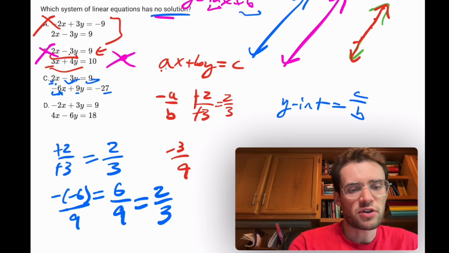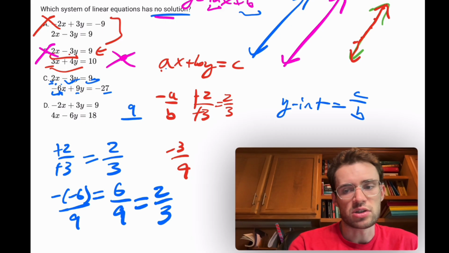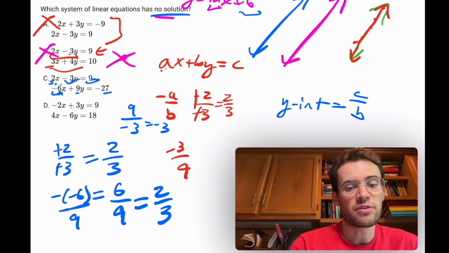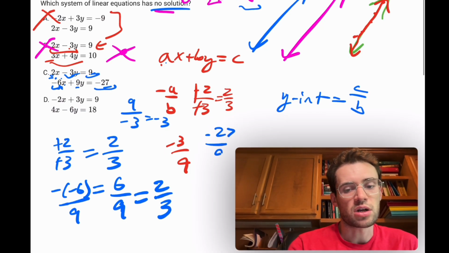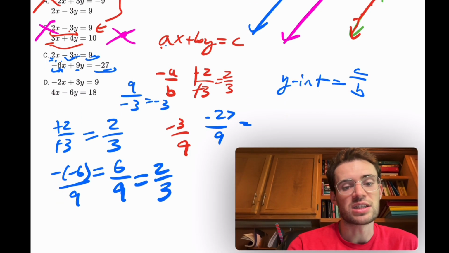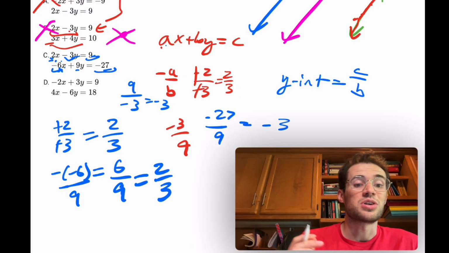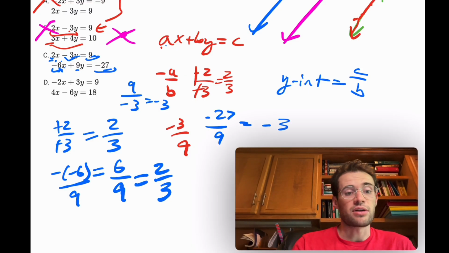That would be, for this first equation, 9 is your c term, over your b term, which is -3. So c over -3 gives you -3 for your y-intercept. And then for the other one, we have -27 as your c term. If you divide that by your b term of 9, -27 over 9 is also -3. So these are, again, the same line graphed twice.